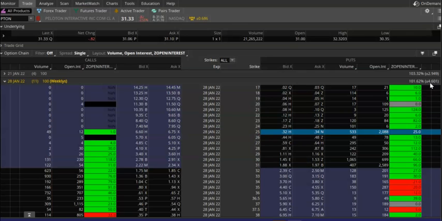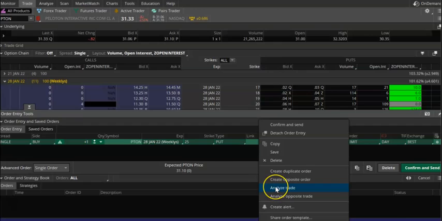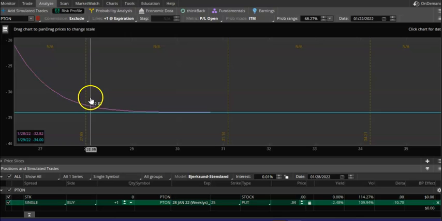So let's say this is where there's a lot of open interest, and I think the stock is going to go here, so I can buy a put. If you click on it, you're buying a put. If you do the analysis here, the risk profile, remove that, you can see that you make money if the stock goes down by the 28th, and you don't make money if the stock goes up. So that's one option.